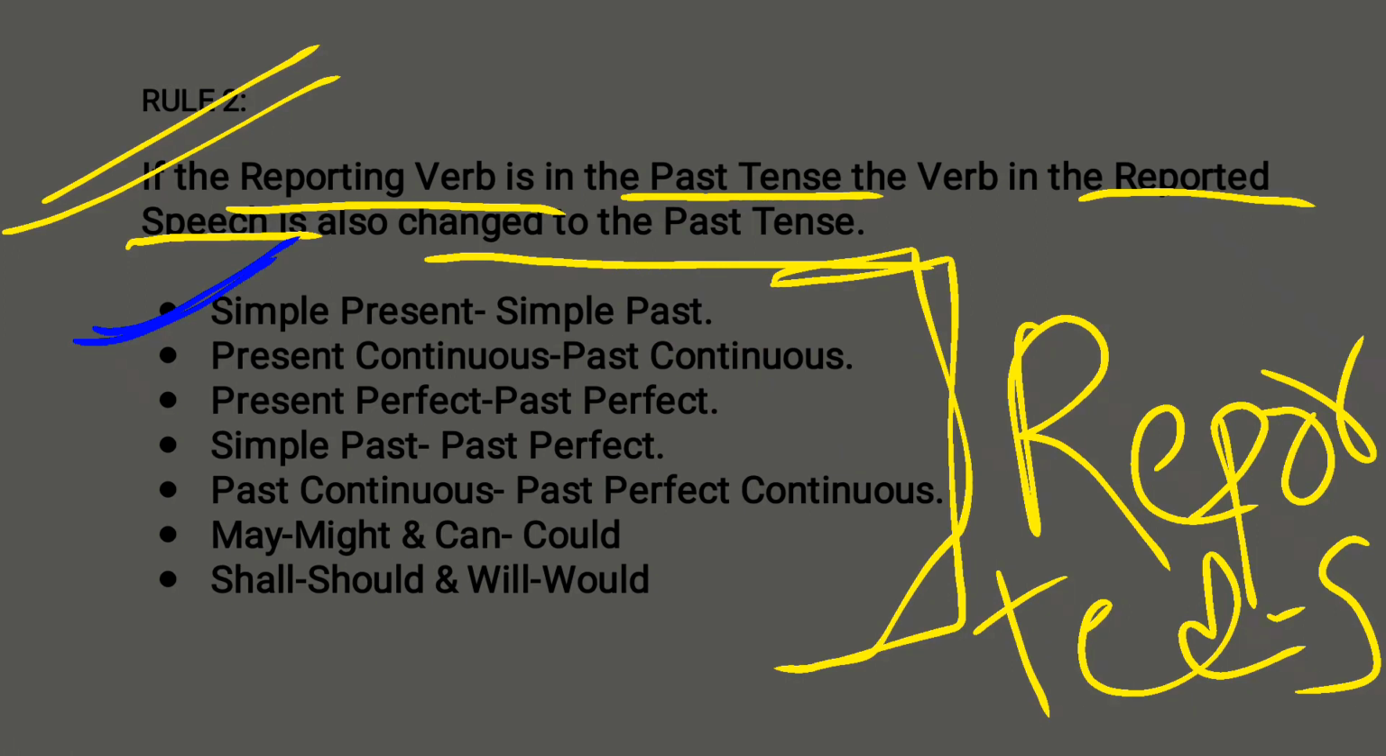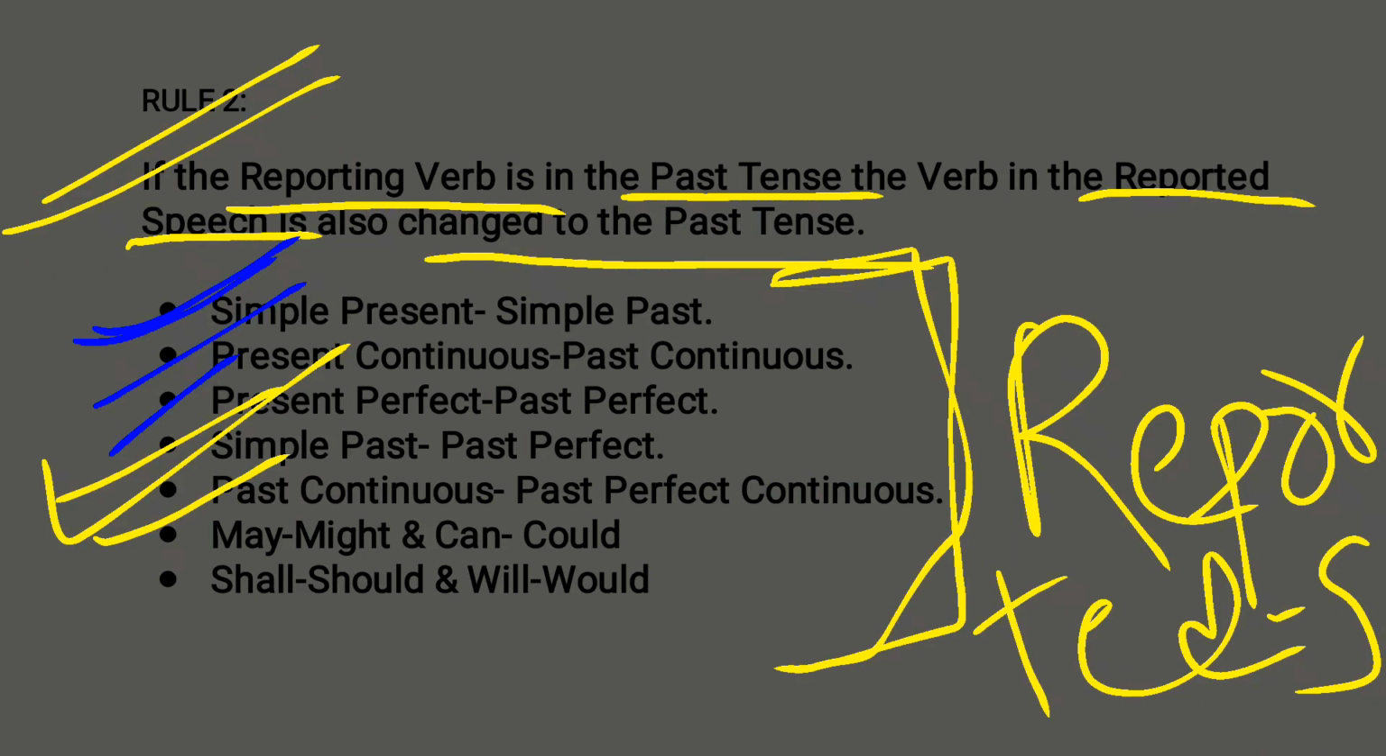So simple present will get converted into simple past, and present continuous will get converted into past continuous. Present perfect will get converted into past perfect. Sometimes the reported speech might also be in simple past. In that case, whenever the sentence in the reported speech is in simple past, then that sentence will get converted into past perfect tense. And if the sentence is in past continuous tense, then it will get converted into past perfect continuous tense. Remember this, past perfect continuous tense.